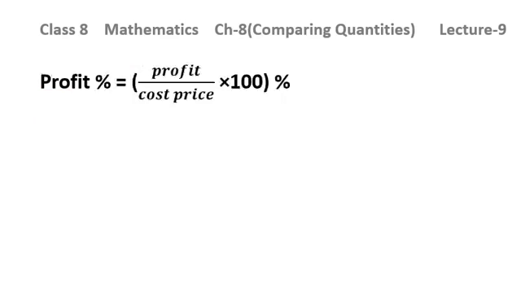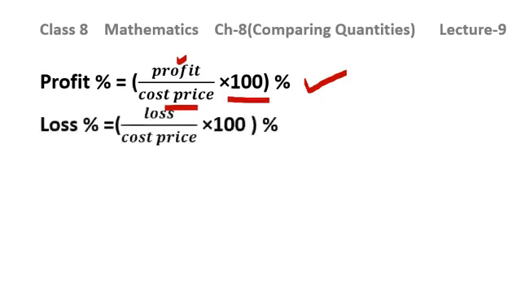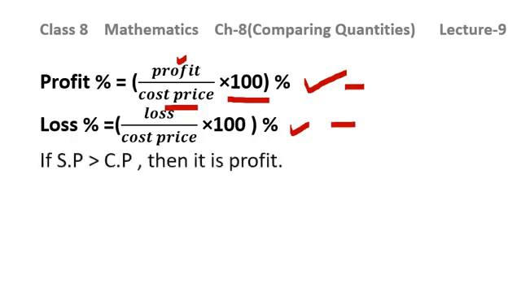So coming to the profit percentage formula. Dear children, profit percentage and loss percentage are always calculated on the cost price. So profit percentage is given by profit over CP, that is cost price, into 100%. Loss percentage is given by loss over CP, that is cost price, into 100%. This is the formula of profit percentage, and this is the formula of loss percentage.